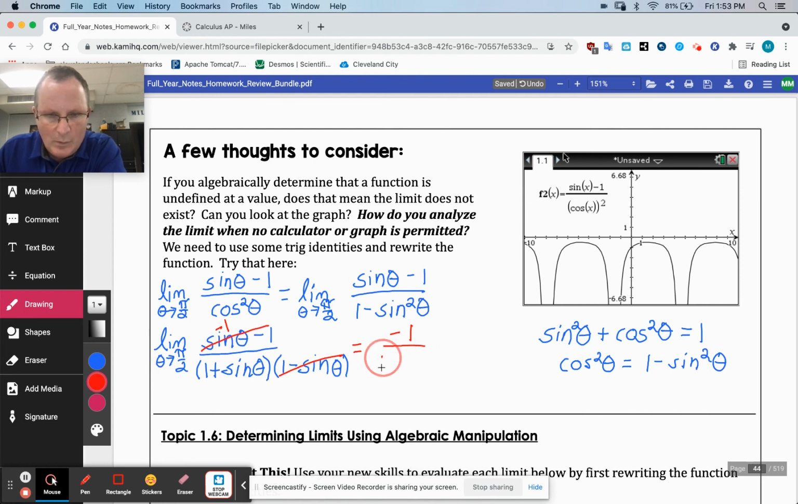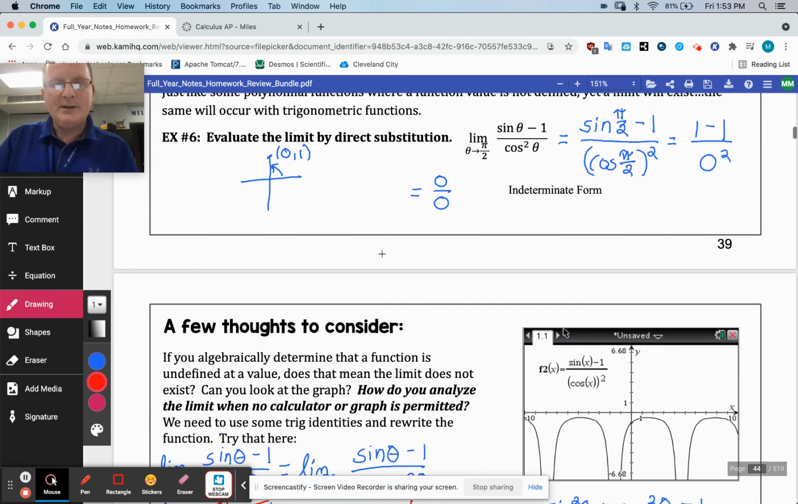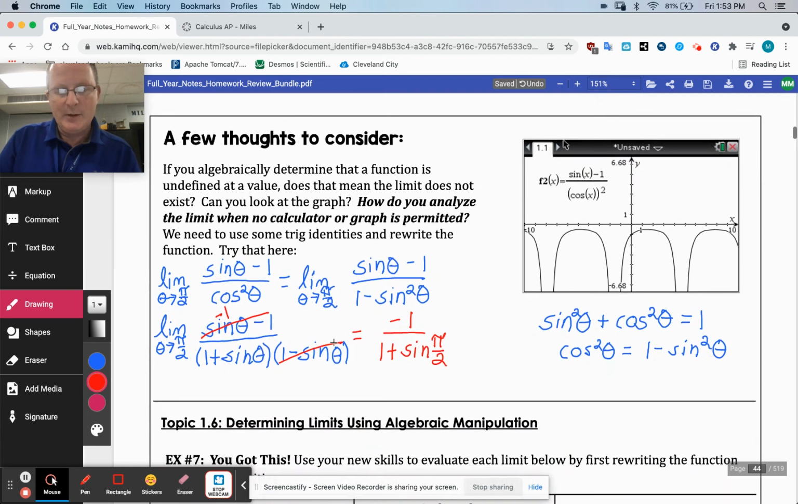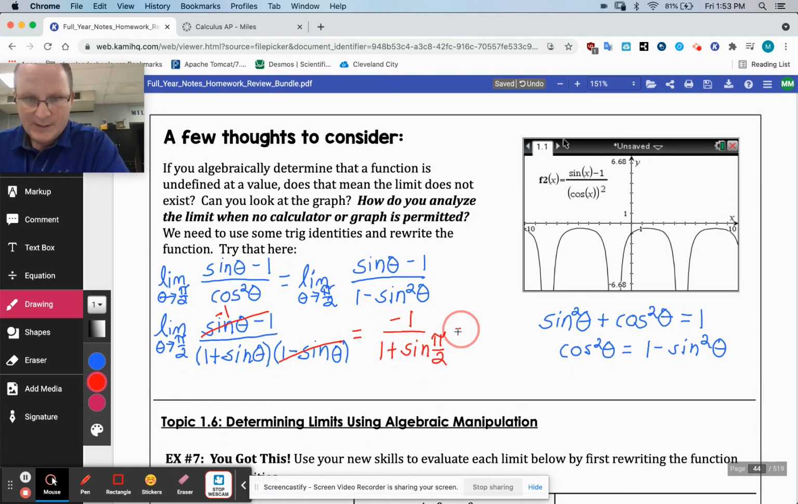divided by 1 plus sine pi over 2. And we already talked about that. We've had sine pi over 2 a couple of times now. So back up here at pi over 2, your y coordinate is your sine value, and so that is 1. So this is going to be -1 over 1 plus 1. My limit is -1/2.